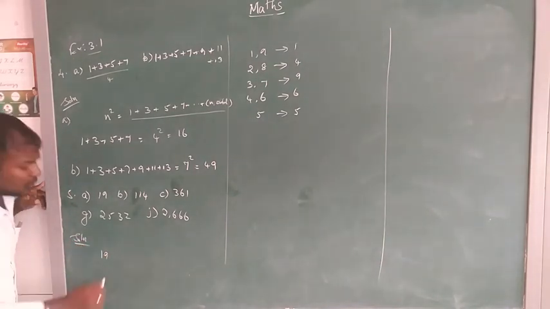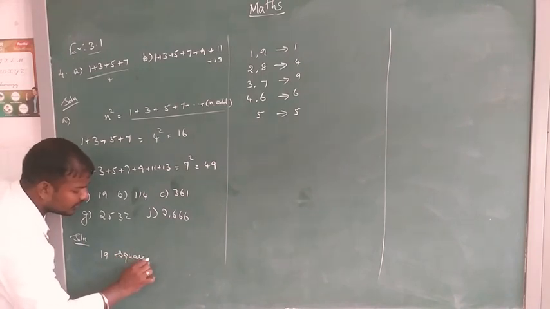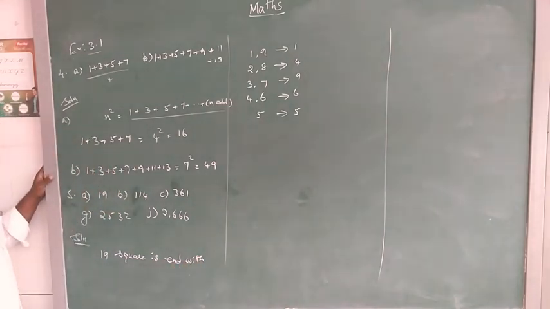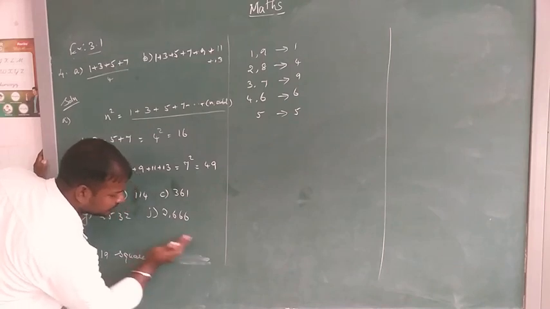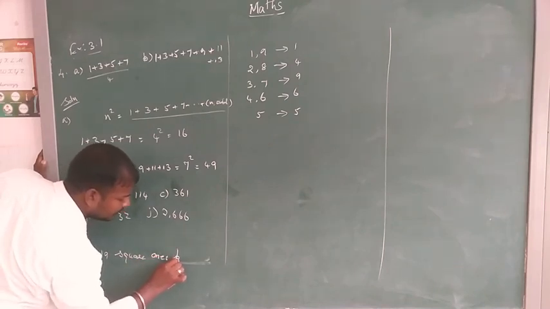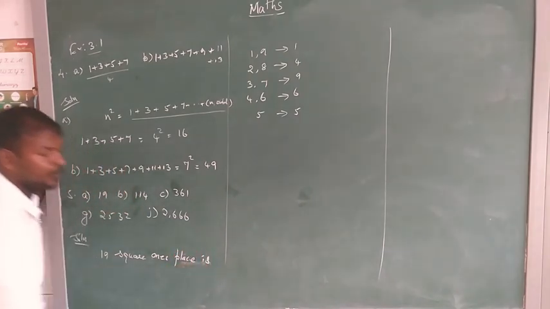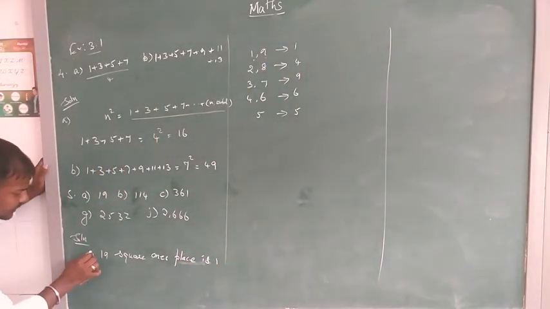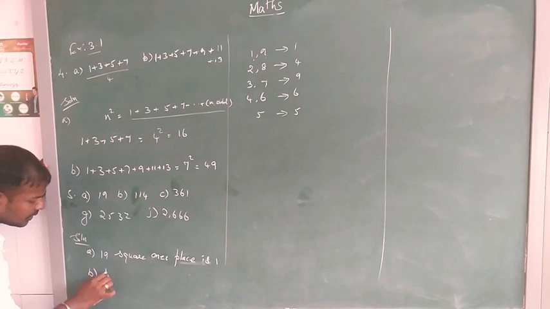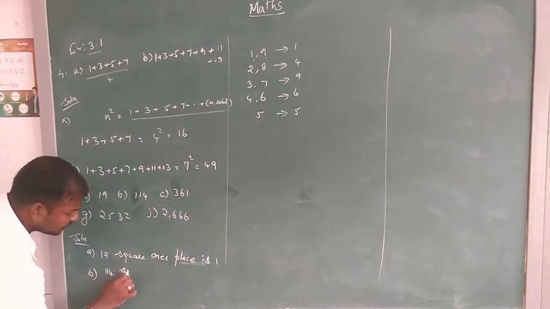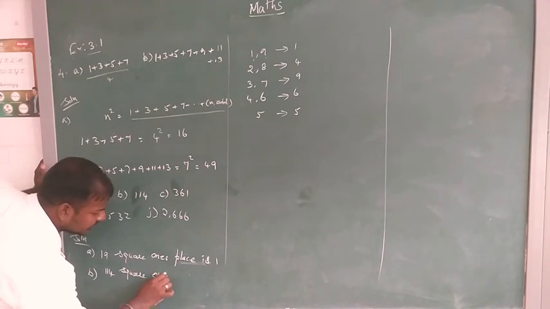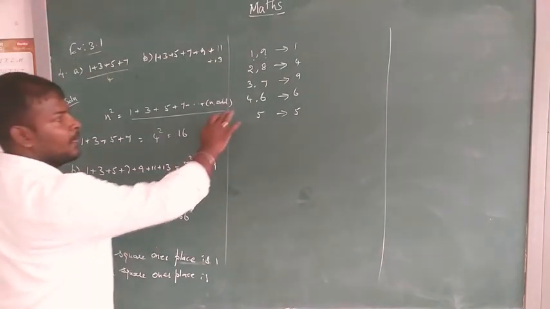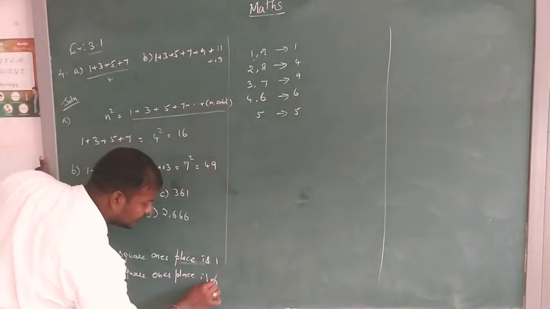19 square, what is your ones place? 1 and 9 come, so the ones place is 1. This is your A. What about the B problem? 114 square, ones place: it is ending with 4. So 4 means the square ends with 6.